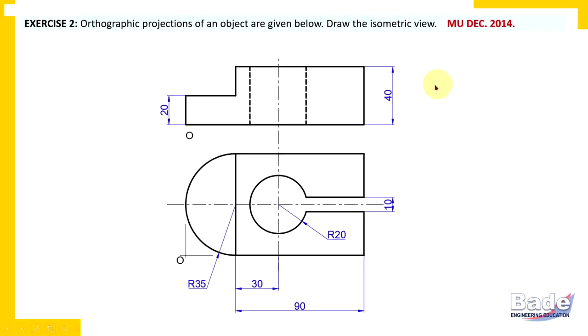Hello. We'll draw the isometric view of this object using AutoCAD. Read the problem. Orthographic projections of an object are given below. Draw the isometric view.